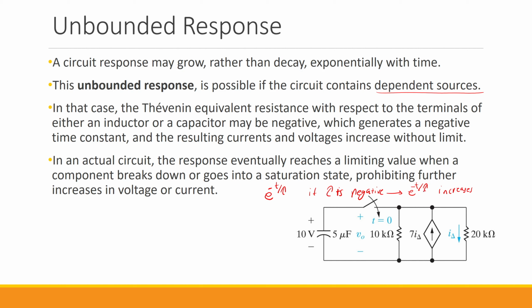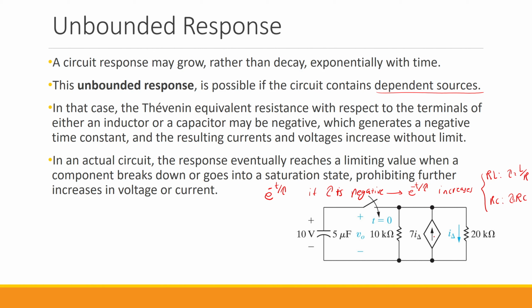For tau to be negative, we know that the time constant for an RL circuit is L over R, and the time constant for an RC circuit is RC. So for tau to be negative, the value of the resistor needs to be negative. This happens only in circuits that have dependent sources. Not always, but when it happens, we usually have a dependent source present.